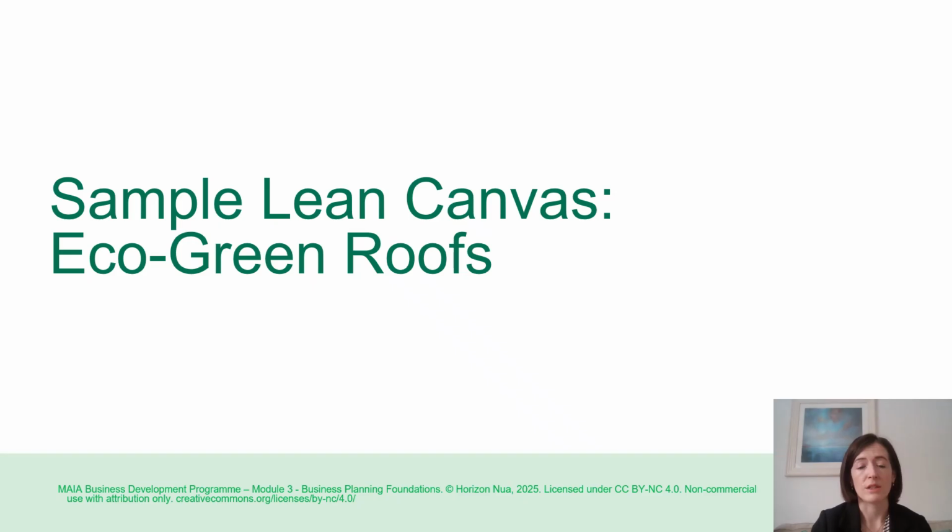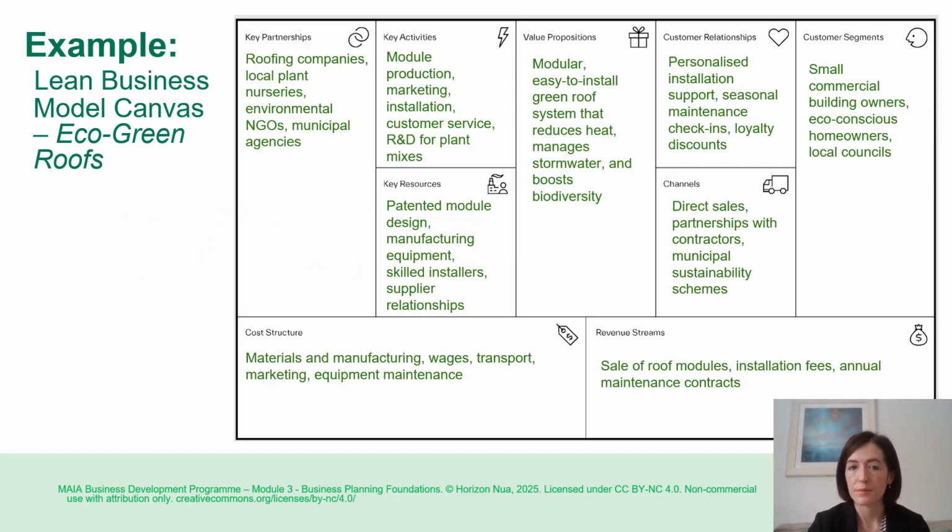Sample Lean Canvas, Eco Green Roofs. Here's an example of a lean business model canvas in action, using a fictional company called Eco Green Roofs. This business offers a modular, easy-to-install green roof system designed to reduce heat, manage stormwater, and boost biodiversity.